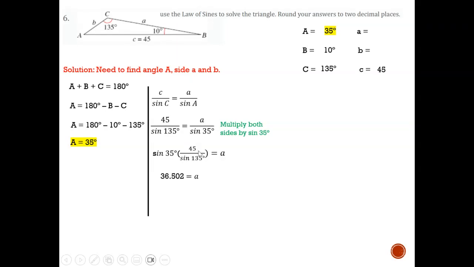Right? And again, make sure that the mode on your calculator is in degrees. So the result is 36.502. Round it off to 2 places will give us 36.50. So that's side A.